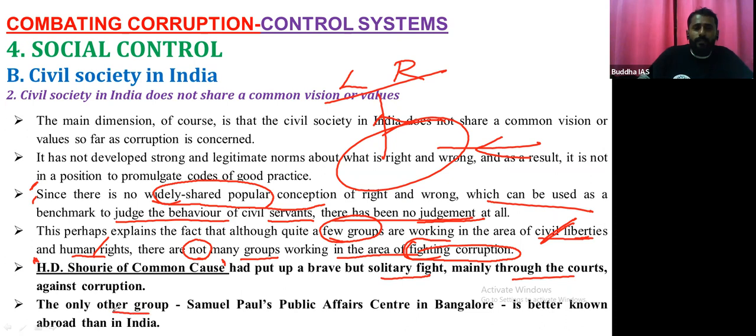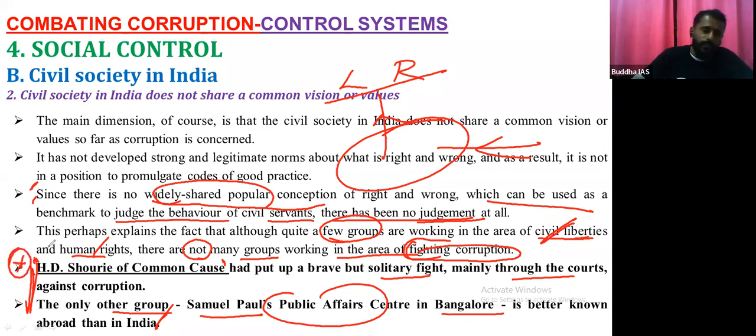The only other group is Samuel Paul's Public Affairs Center in Bangalore. It is better known abroad than in India. So these are the two organizations which are working against corruption. You can note these two down and use them in your essays, even in ethics case studies. Civil society organizations which are working against corruption.